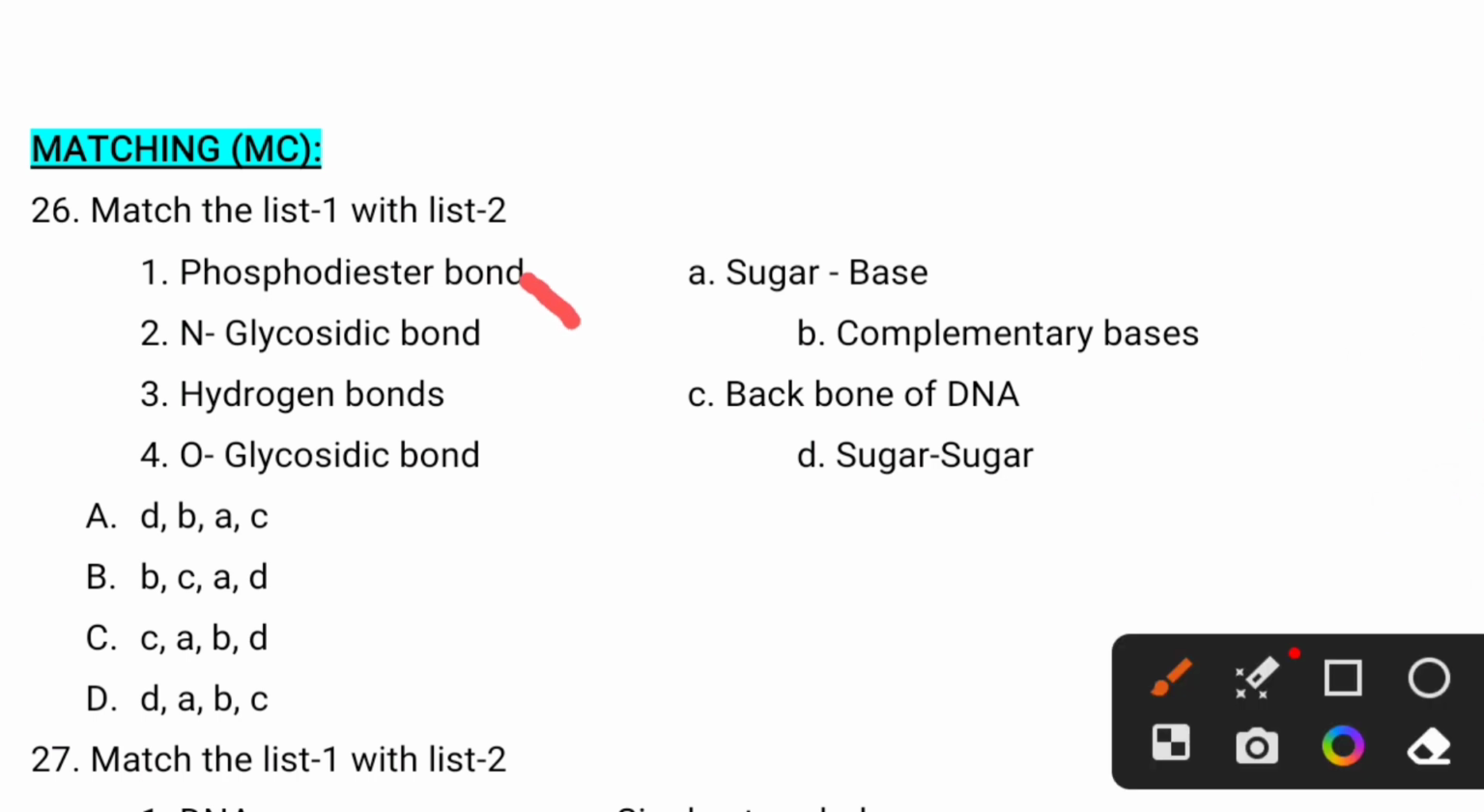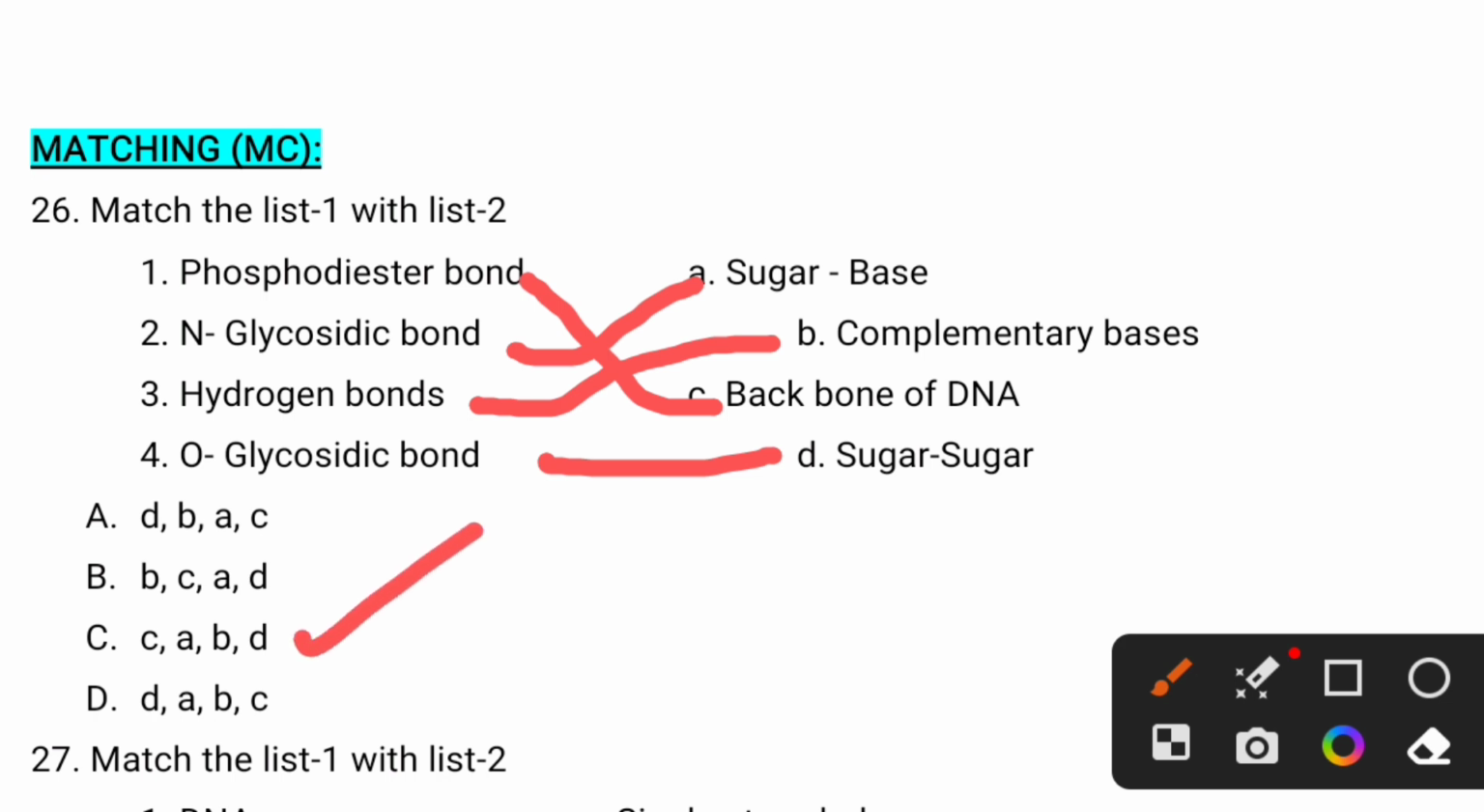Phosphodiester bond is the backbone of DNA. N-glycosidic bond is present between sugar and base. Hydrogen bonds are present between complementary bases of the two strands of DNA. O-glycosidic bonds are present between sugar and sugar. So the correct answer is the third one, C is the correct answer.